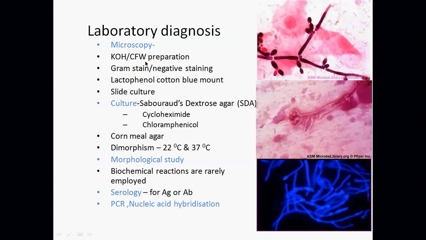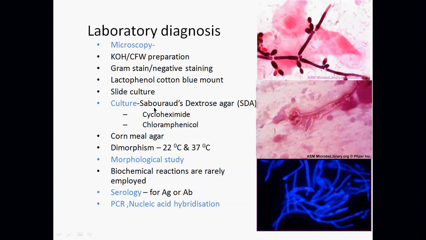Calcofluor white is a fluorescent staining technique. Then we can use gram stain or negative staining. Lactophenol cotton blue preparation is for identification of fungi which are grown in the laboratory. Then we can do slide culture. We have cultures where we use specific media for growing fungi like Sabouraud dextrose agar, the short form is SDA.